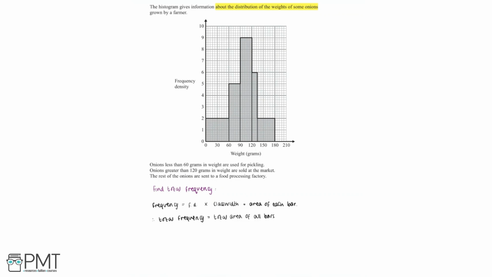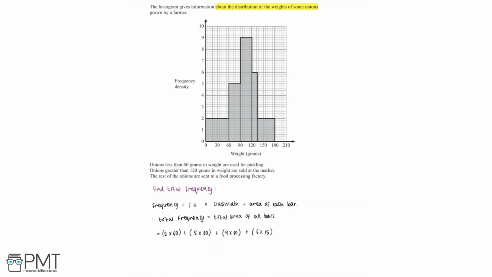And so to therefore find the total frequency, we want to find the total area of all of the bars. So let's start with the area of the first bar. To find the area, we want to do the base multiplied by the height. We have a height of 2, and we have a base of 60. Now to find the area of the second bar, we have a height of 5, and a base of 90 take away 60, which is equal to 30. For the third bar, we have a height of 9, and a base of 120 take away 90, which is equal to 30. Now the area of the fourth bar, we have a height of 6, multiplied by a base of 135 take away 120, which is equal to 15.